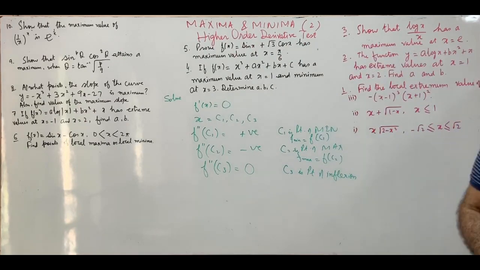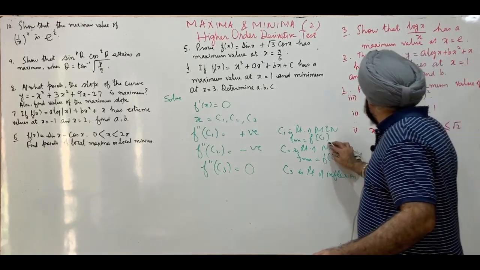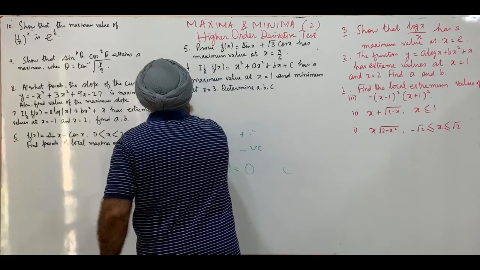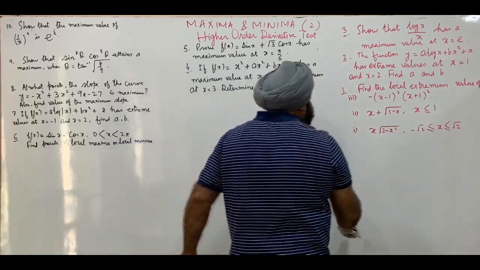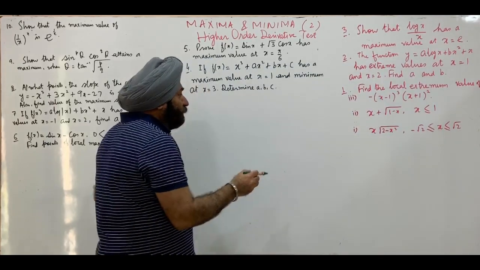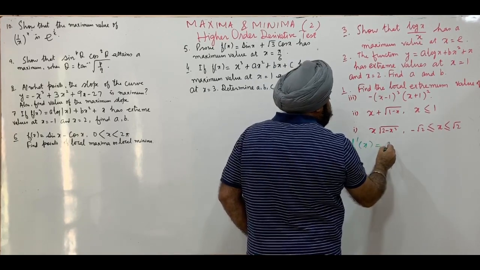The first one, the first part: f of x is x into root of 2 minus x square, and we have to find the local extremum values. These are local maximum and minimum values. So we need the derivative of the function. This is f of x, we find f dash of x and we equate it to 0.